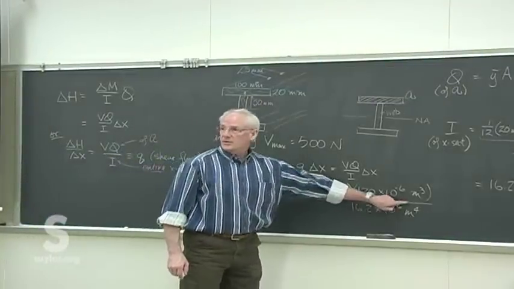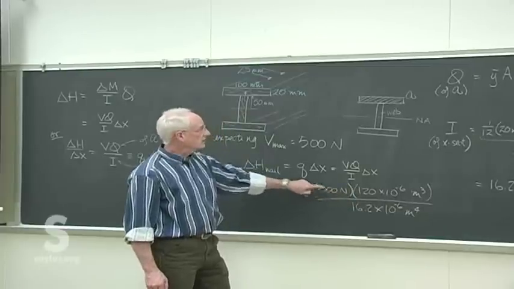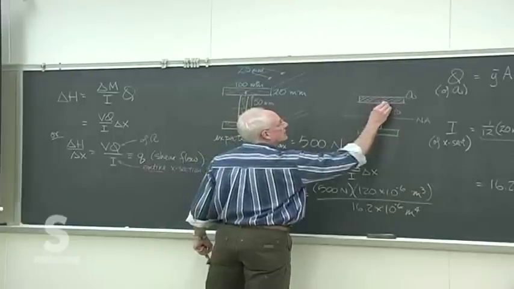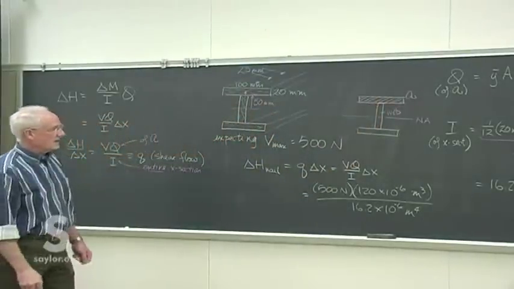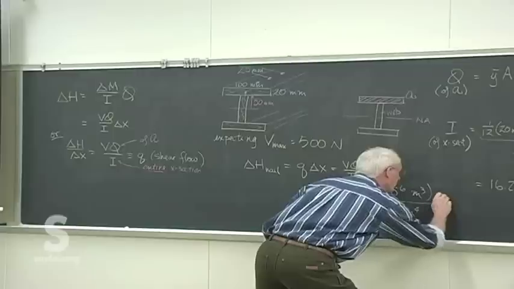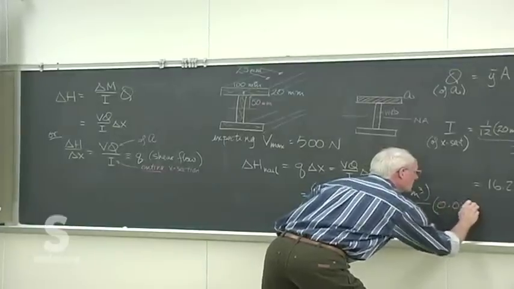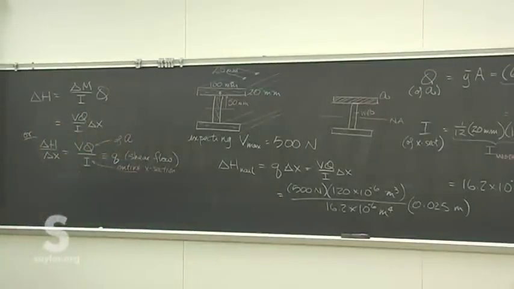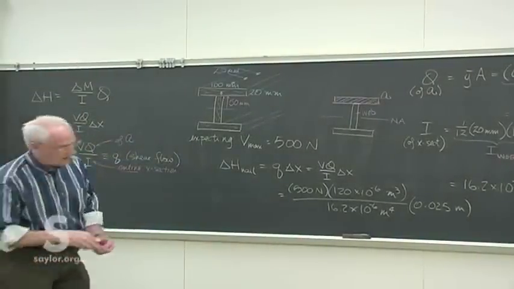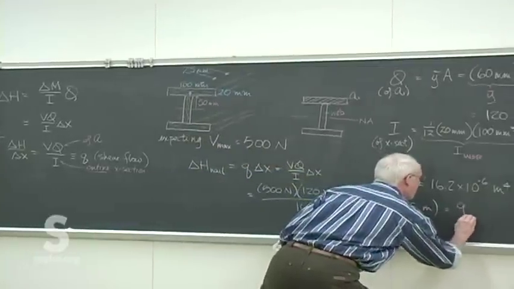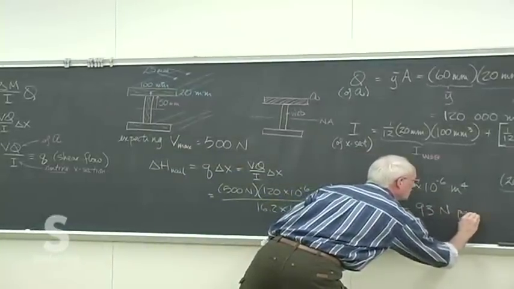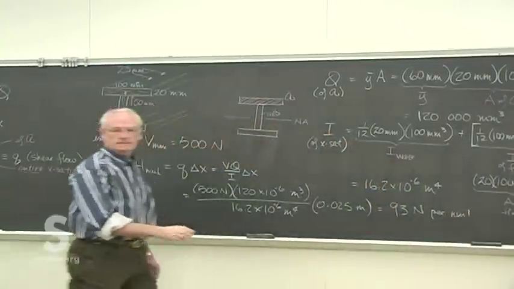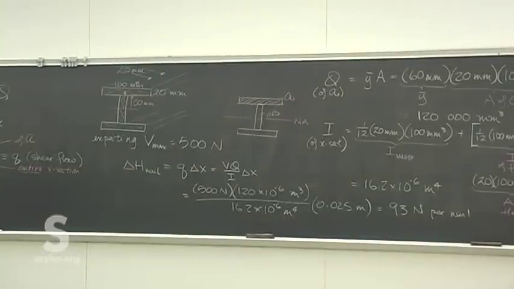newtons per meter. So the amount of shear, longitudinal shear, remember shear down the length of this face, per unit meter. But we only want to do it for every nail, which is each nail is 25 millimeters apart. So we put that in as our delta X unit length. We get 93 newtons per nail. And now we can make sure we've got nails that are of such a material and such a cross-sectional area that they can withstand the shear stress.